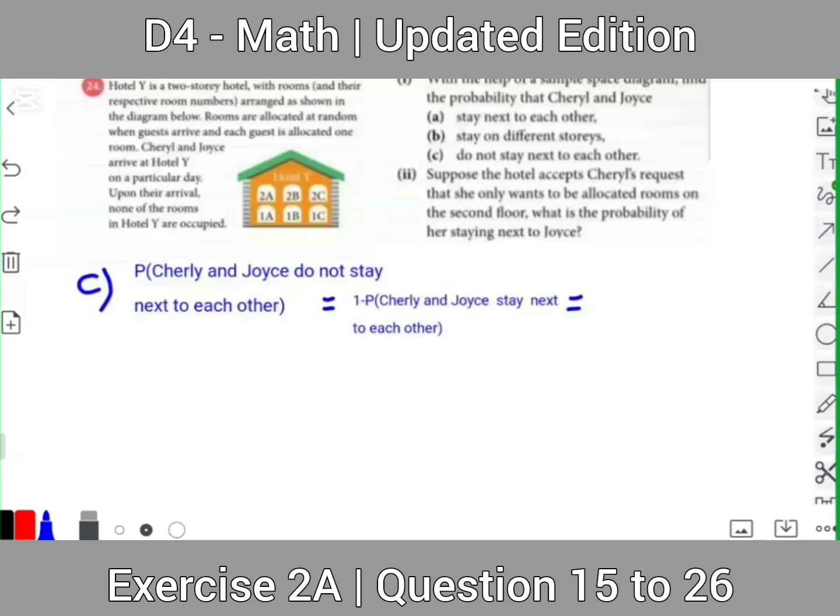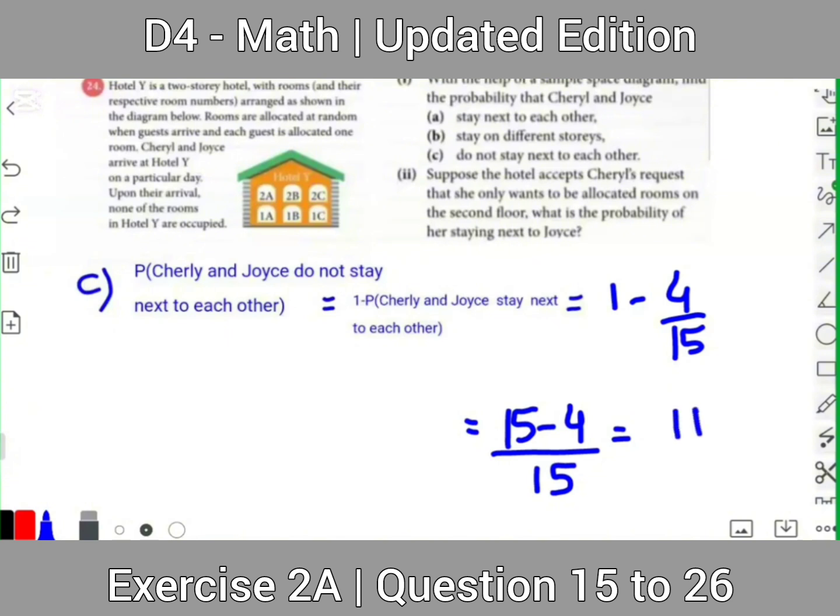Now in part C, we have to find out the probability that Joyce and Chiral do not stay next to each other. So for this, we just have to subtract the probability that Chiral and Joyce stay next to each other from 1. So for this, we have 1 minus 4 over 15. And after simplification, it will give us 15 minus 4 over 15, and it will be equal to 11 over 15. So the probability that Chiral and Joyce do not stay next to each other is equal to 11 over 15.